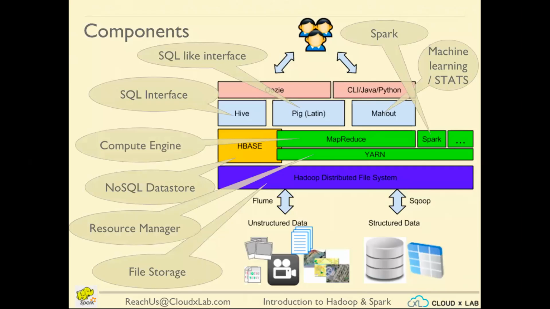Mahout and Pig Latin have been kind of deprecated. People are instead moving to Spark. Spark provides similar components like Hive, Pig Latin, and Mahout. Pig and Pig Latin we call: Pig is an engine and Latin is a language. So Hive, Pig Latin, and Mahout actually run on top of MapReduce, and therefore all three of them have been kind of replaced with Spark.